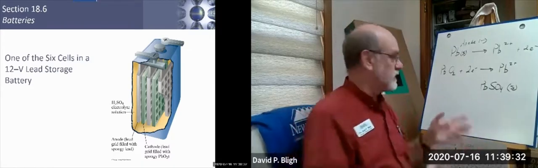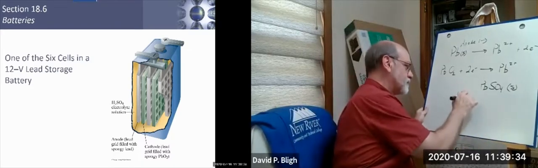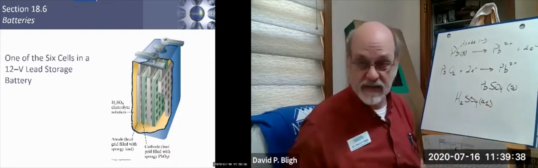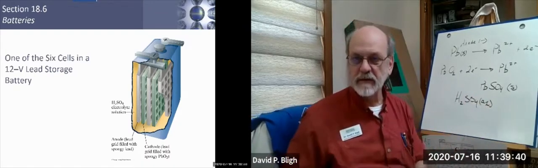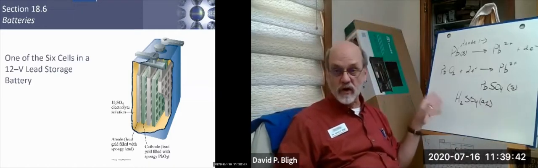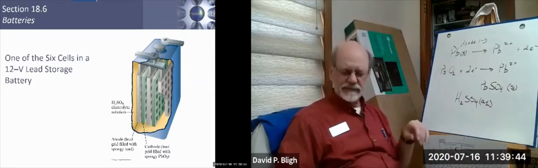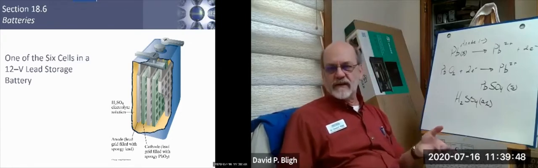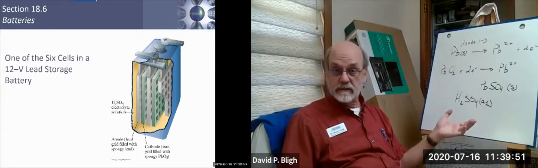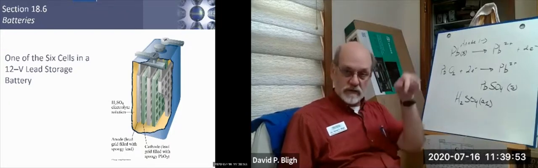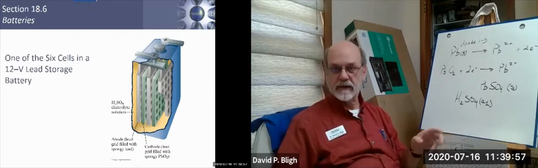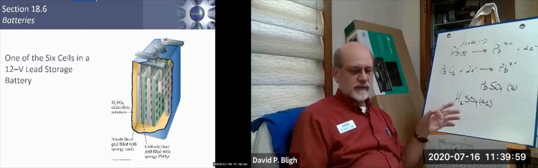Now the solution is this. Sulfuric acid, and it's very concentrated, right? So you don't want to spill any on you or your clothes. And in fact, before the advent of the sealed lead acid battery, there were ports, holes in the top, vent holes actually, and I'll have to explain that later.